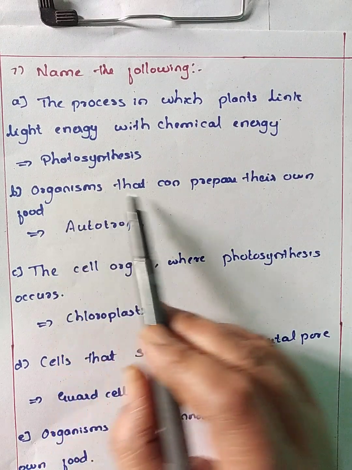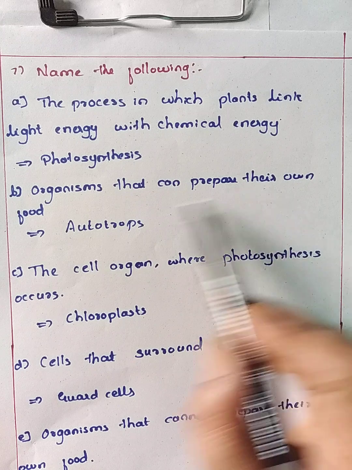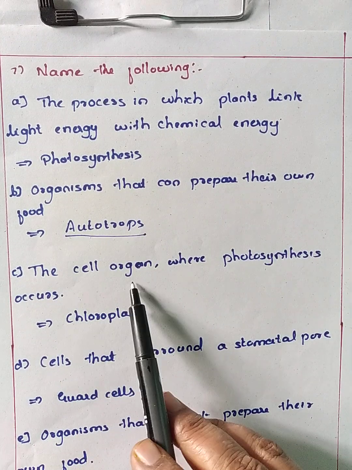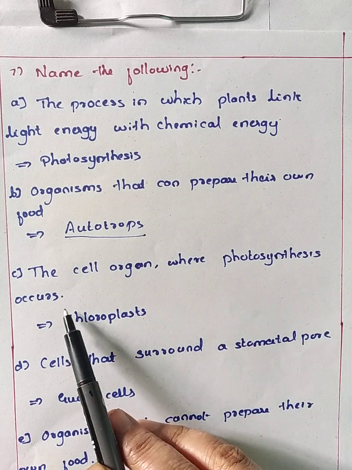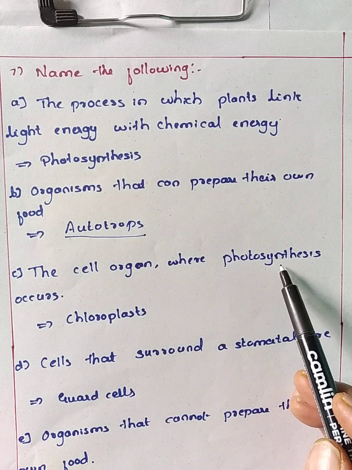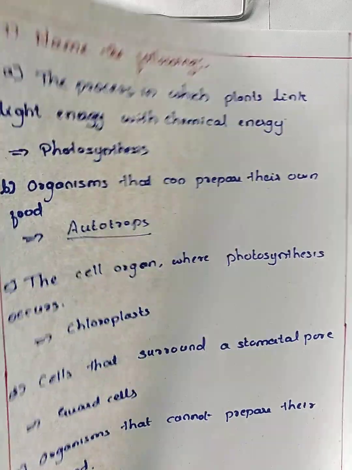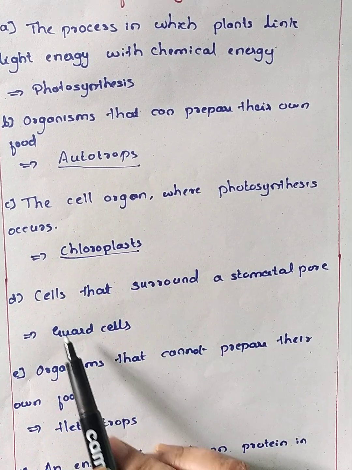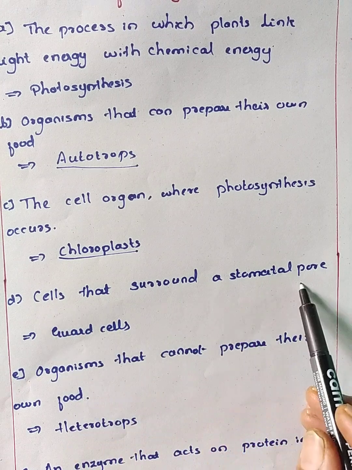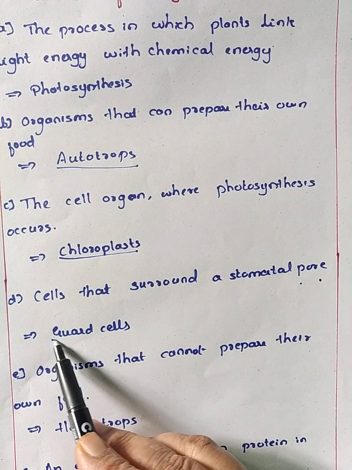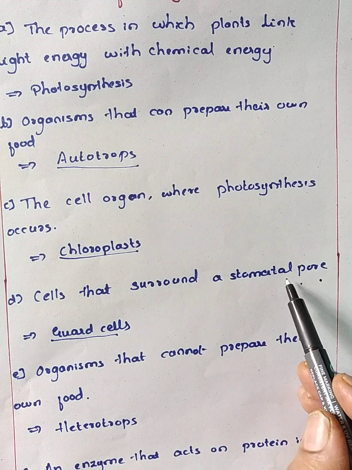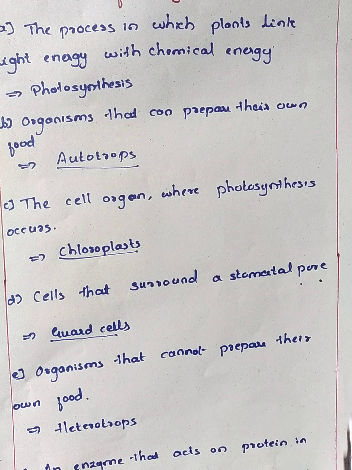Next one is organisms that can prepare their own food. They are called autotrophs. And the cell organelle where photosynthesis occurs. Photosynthesis actually occurs in the leaves, but in which part? It occurs in the chloroplast. Next, cells that surround a stomatal pore. They are called guard cells. So each stomatal pore is surrounded by the guard cells.